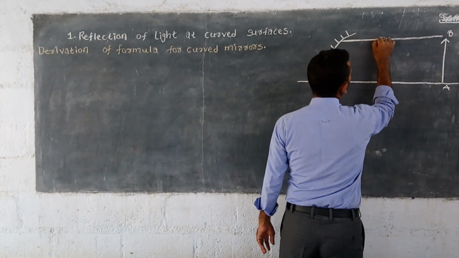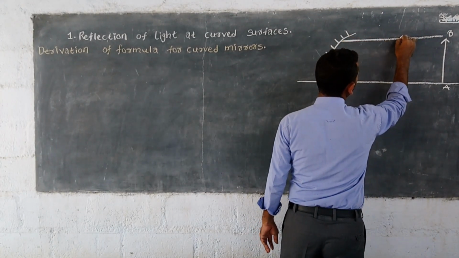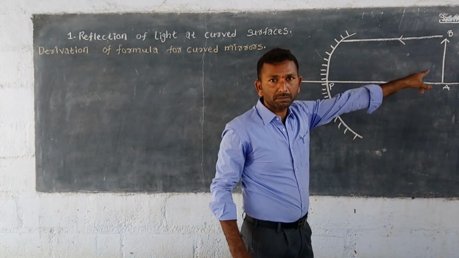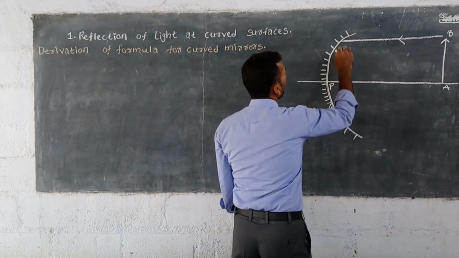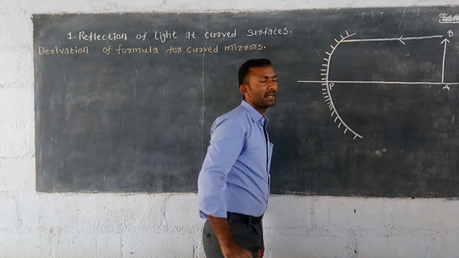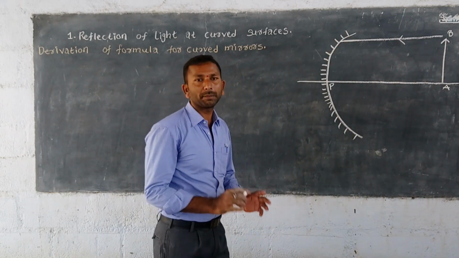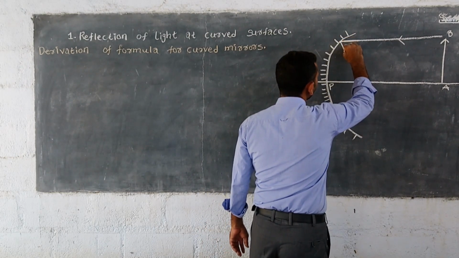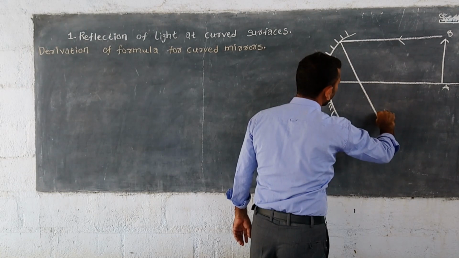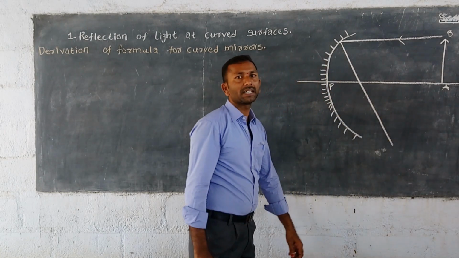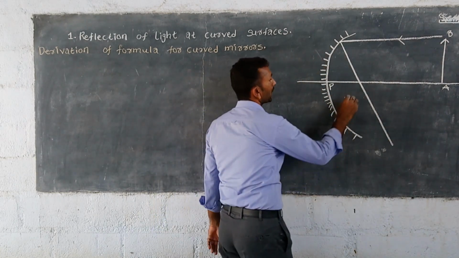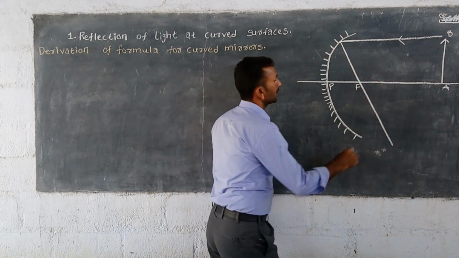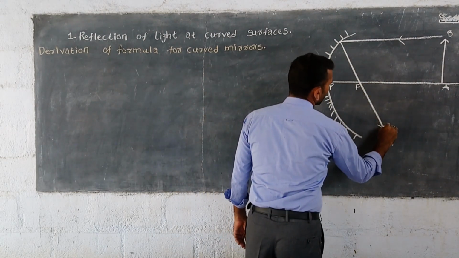The first light ray is going parallel to the principal axis and emanating from the top of the object B, and after incidence on the mirror, it reflects back through the focal point of the mirror, and this one is capital F. This is the reflected ray.